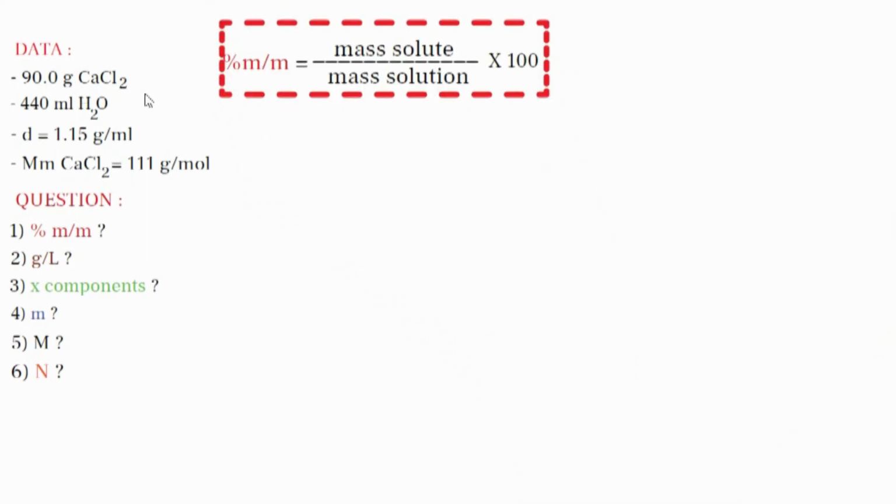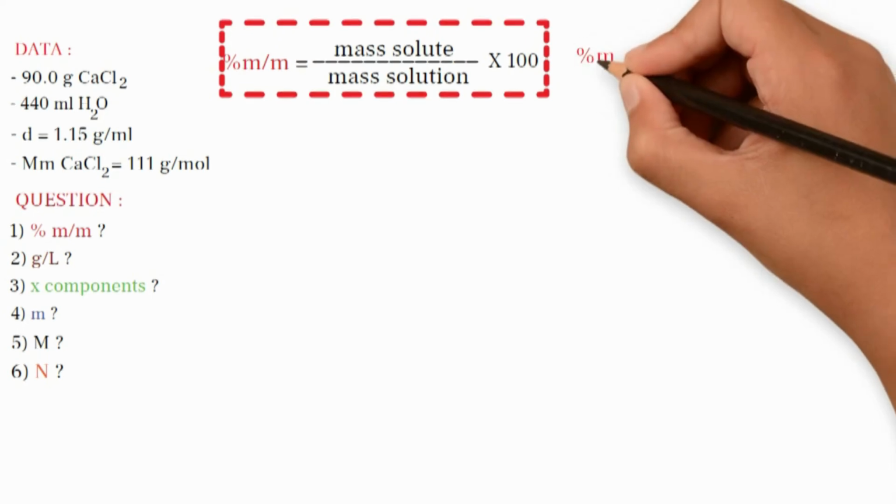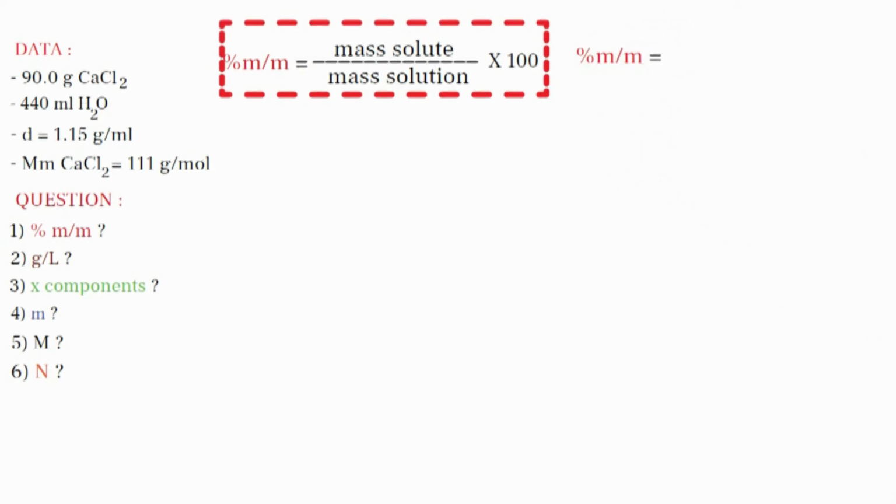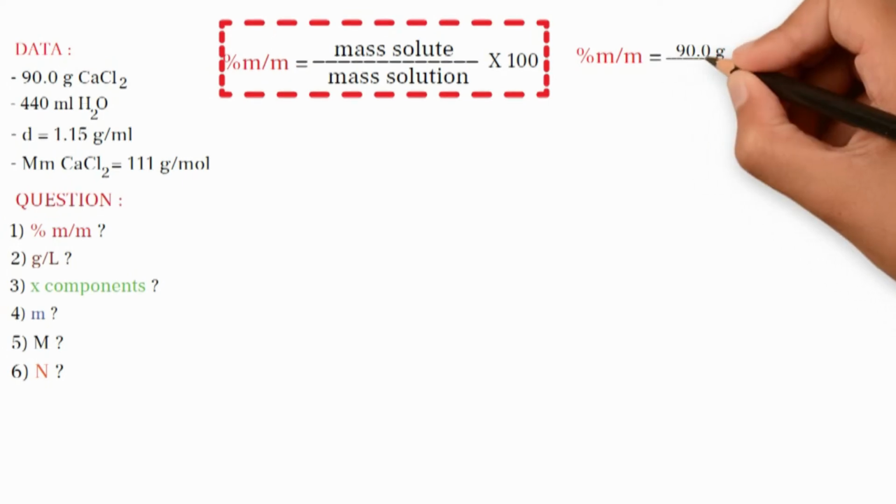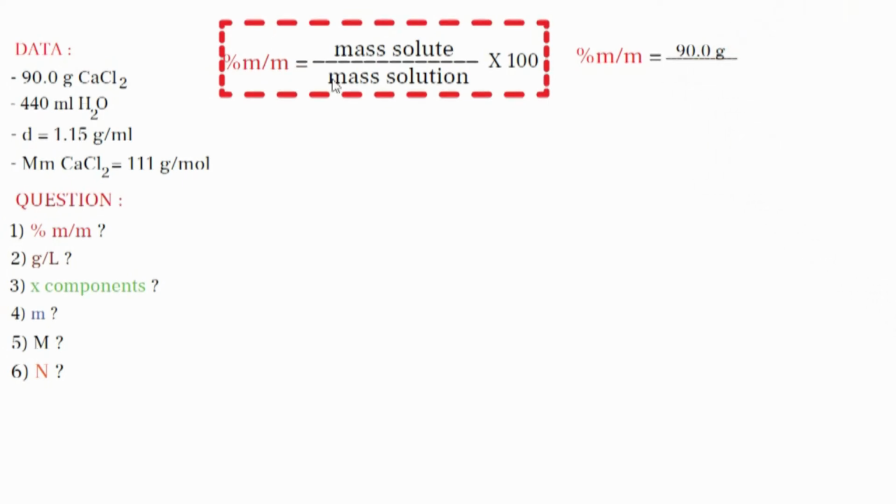And so let's see the data. We have the mass of solute. Yes, we have it. It's 90 grams of CaCl2. So let's write it because we have it. We have already one data, 90 grams of solute. However, we need the mass of solution. Okay, mass of solution is the mass of solute plus the mass of solvent. We have the mass of solute, but we do not have the mass of solvent.